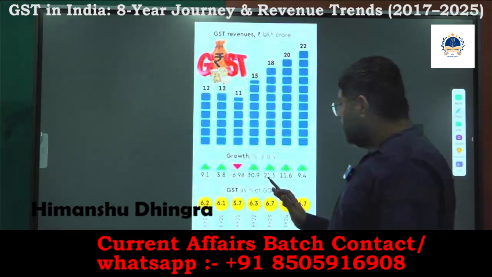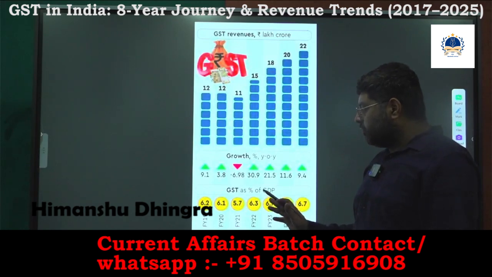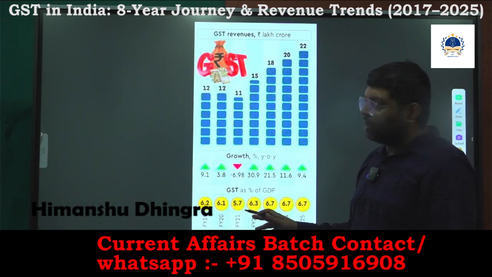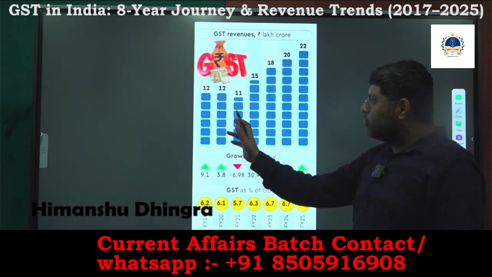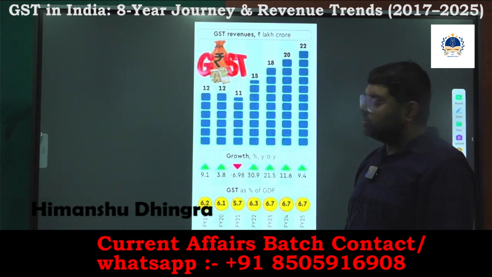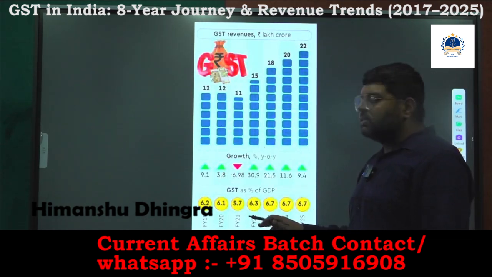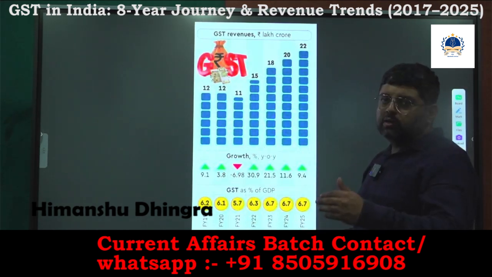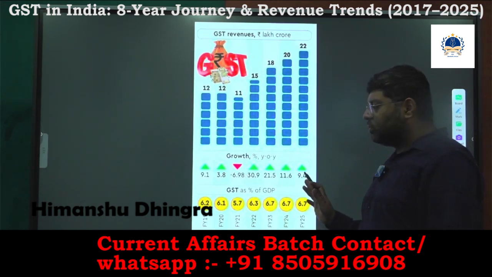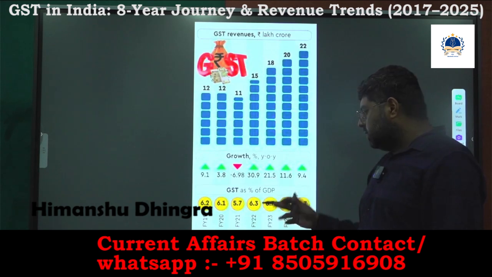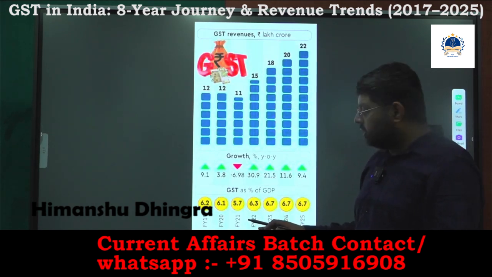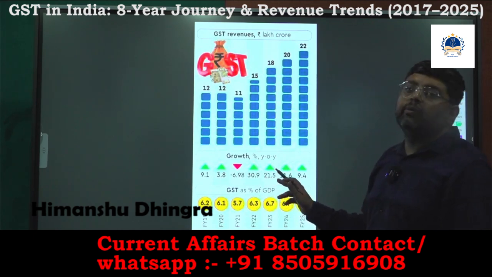Now if you see in terms of growth, in the COVID year my growth is negative. If I compare before COVID, in financial year 20, my GST collection was 12 lakh crores. But in financial year 21 it is 11 lakh crore, so it has reduced. So it was negative. But otherwise, in every year it was positive, or you can say it increased. But the maximum growth we have seen is immediately after COVID, that is in financial year 22, that is 30.9%.